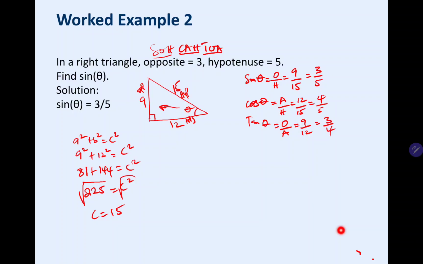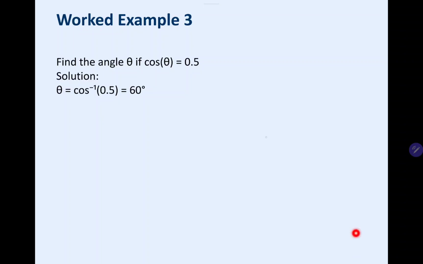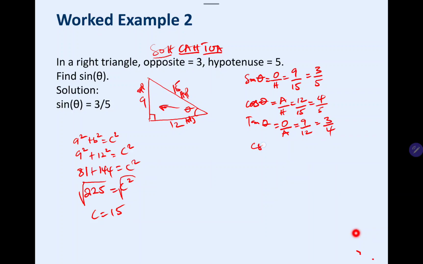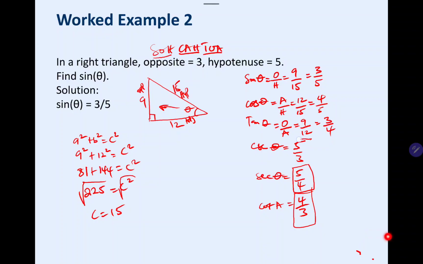All right, we proceed to cosecant theta, which I use CSA to represent. Cosecant theta will now be the inverse of sine theta, so that will be 5 over 3. Then secant theta will be the inverse of cos theta, which will be 5 over 4. And cotan theta will be the inverse of tan theta, which will be equal to 4 over 3. So we have our 6 trigonometric functions all worked out.